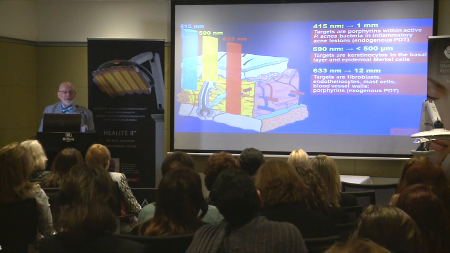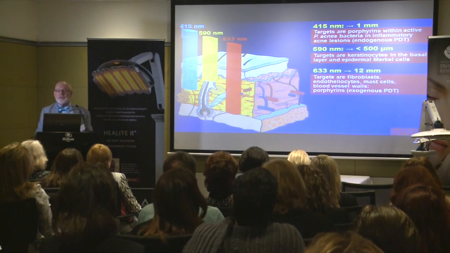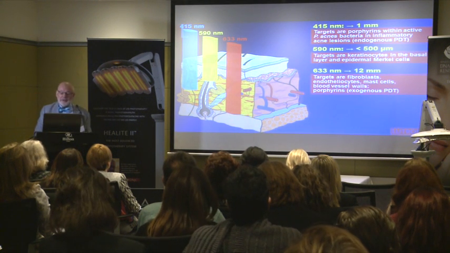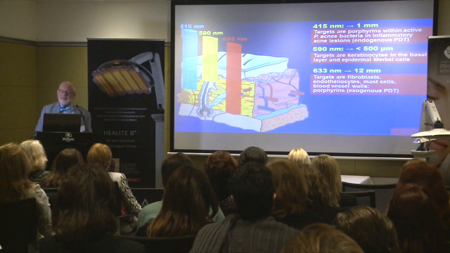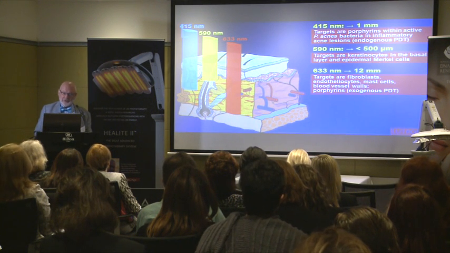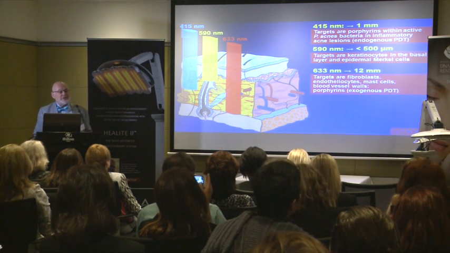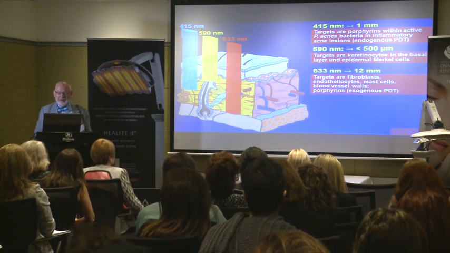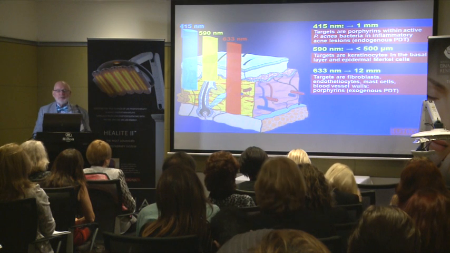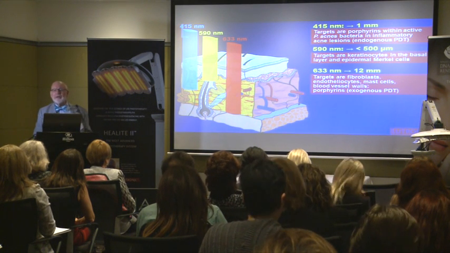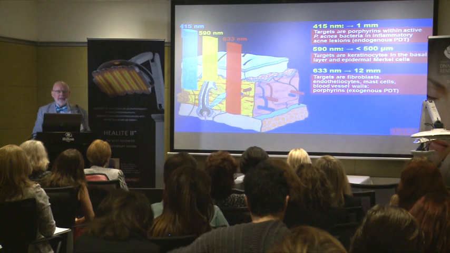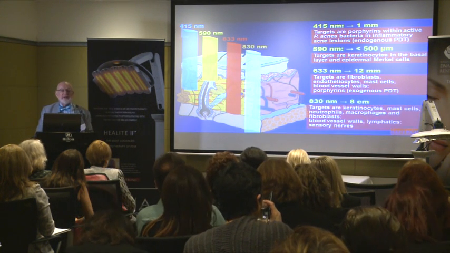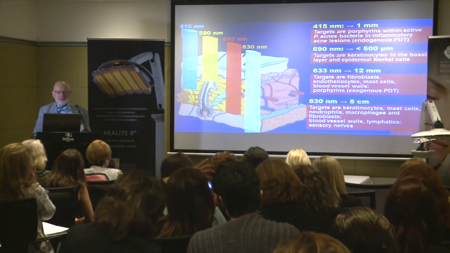Then 633 is much better penetrating. It can go as deep as 12 millimeters. And its targets are fibroblasts, endotheliocytes, mast cells, blood vessel walls, and porphyrins, because one of its main applications is for exogenous photodynamic therapy, or PDT, with a substance, most popular one is called aminolevulinic acid, 5-ALA. And then we come to 830, and 830 penetrates centimeters into tissue.